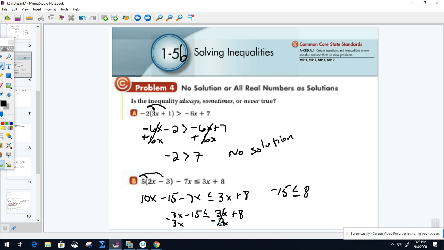Notice both variables canceled, so I'm just left with the numbers. Is negative 15 less than or equal to 8? The answer is yes, and this would be infinite solutions. Okay, so this right here would be infinite solutions.